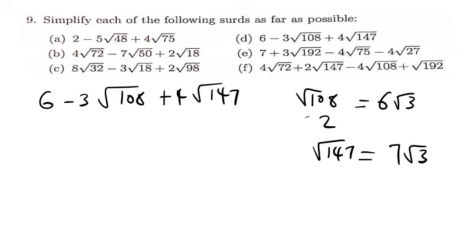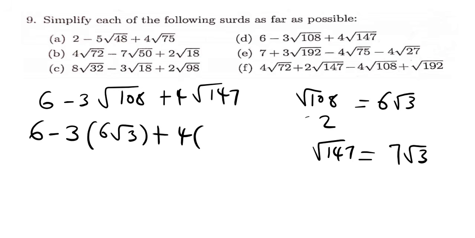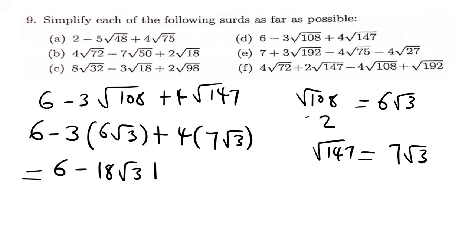So we're going to have 6 minus 3. Then 108, we said it is 6 root 3, plus 4 times 147, which we said is 7 root 3. Then you just solve. We've got 6 minus 3 multiplied by 6, that is 18 root 3, plus 4 multiplied by 7, that is 28 root 3.